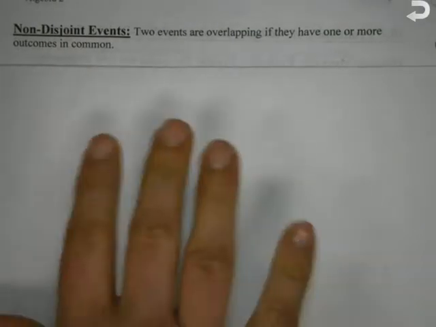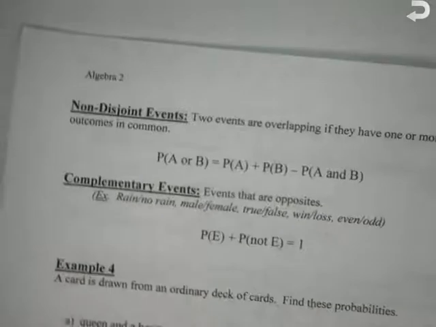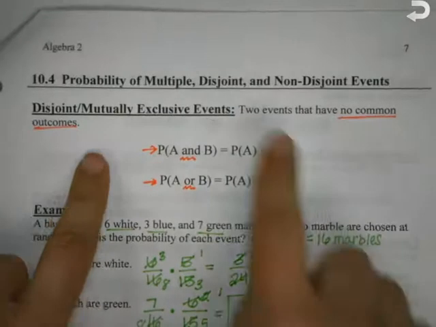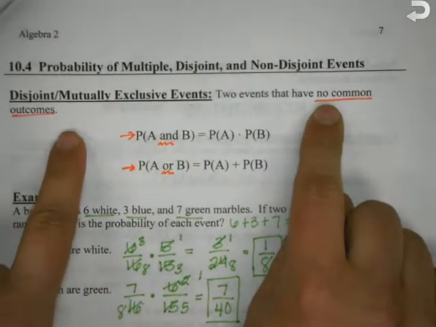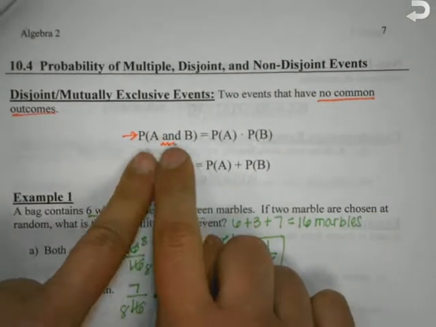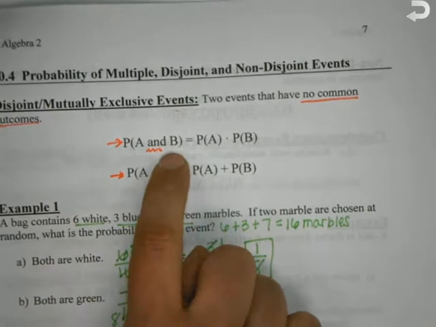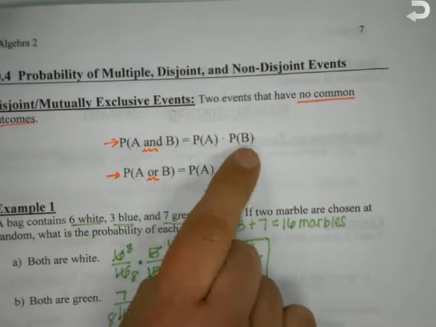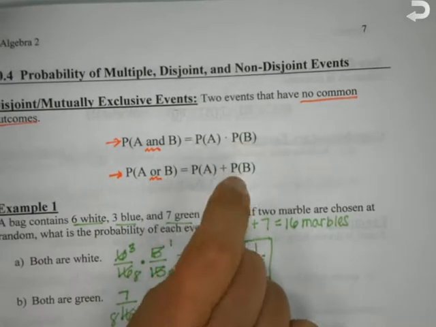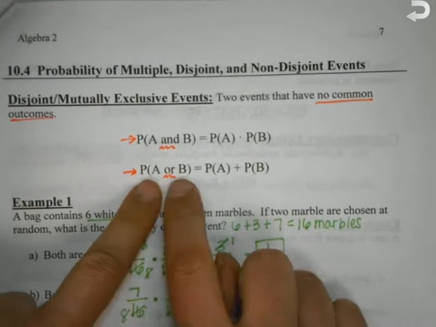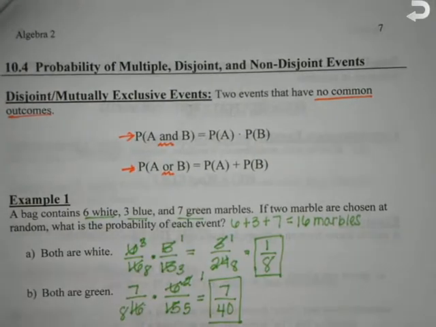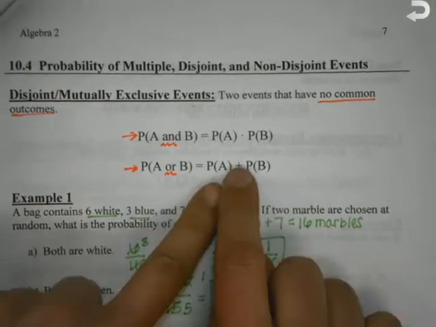To finish 10.4, we did disjoint events, which, from the definition, were events that have no common outcomes. So remember, if we were looking at two events and we wanted A and B to happen, then we multiplied the probability of each. If we wanted A or B to happen, so we didn't care if A or B, we just took the probability of each and added them together.